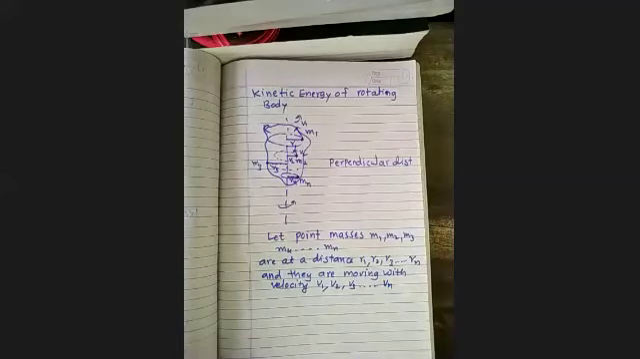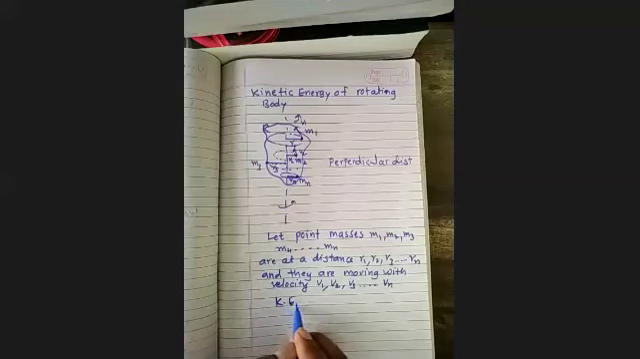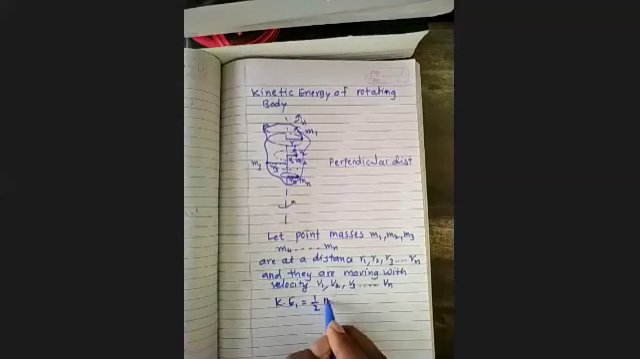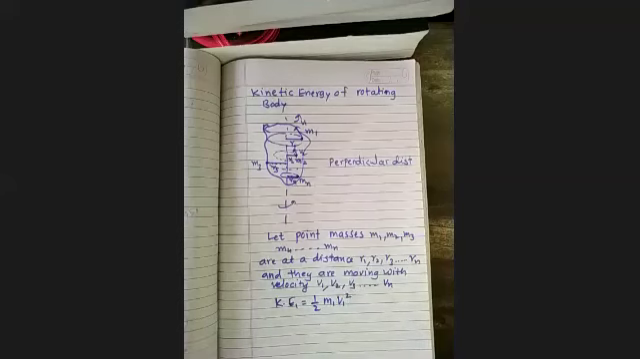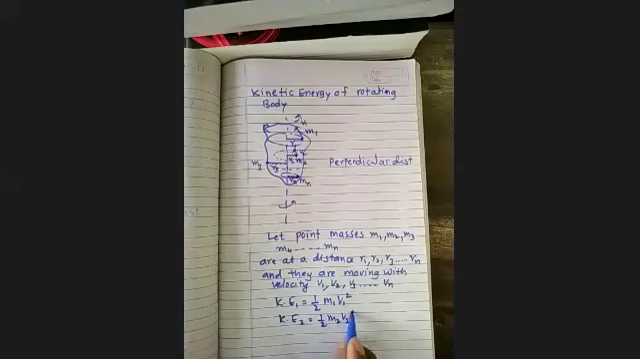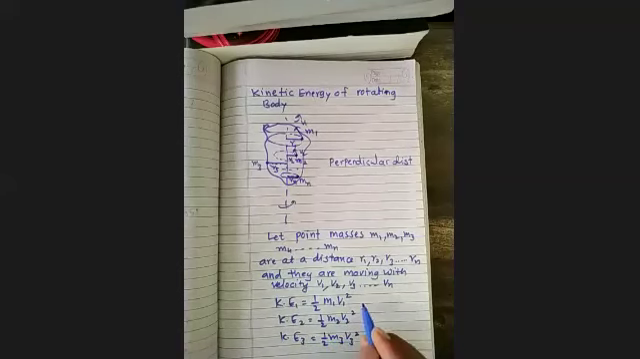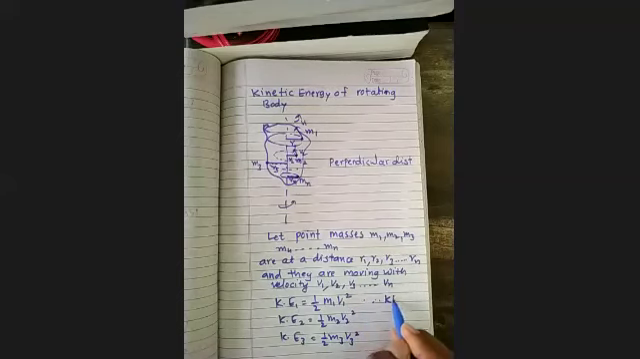So the kinetic energy of the first particle will be equal to 1/2 times the mass of the first particle into the square of its velocity, 1/2 m1 v1 square. That's finished, right? Then the kinetic energy of the second particle is 1/2 m2 v2 square. The kinetic energy of the third particle is 1/2 m3 v3 square, and the kinetic energy of the nth particle will be equal to 1/2 mn vn square.